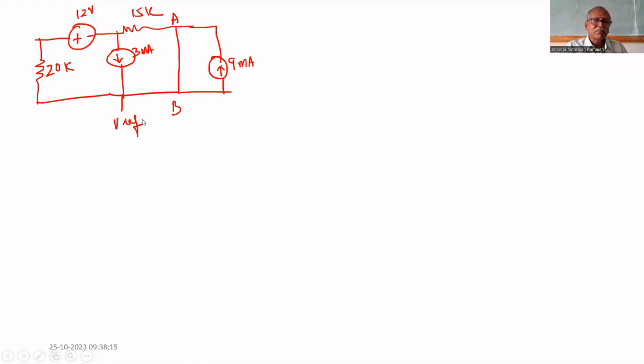How many nodes are there? A and B are the same node, because they are short circuited. This is one node, V1 is one node. This is V2. V reference is another node. That's all, only two nodes are there. A and B are at the same node.